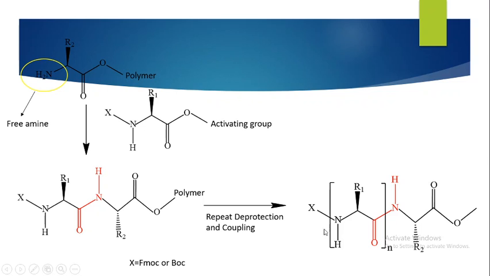Here a number of peptide bonds are synthesized. Therefore, this is called a polymer or a peptide linkage. And in the last step, there is a cleavage or a deprotection. And after the deprotection, we got the peptide and polymer.